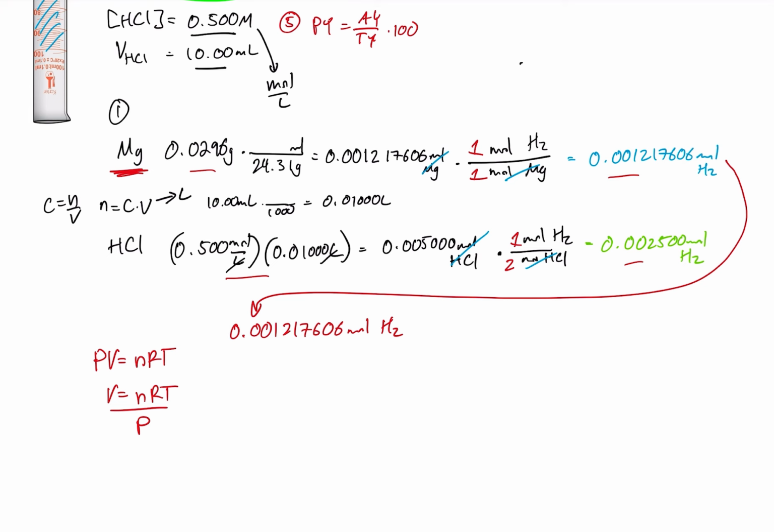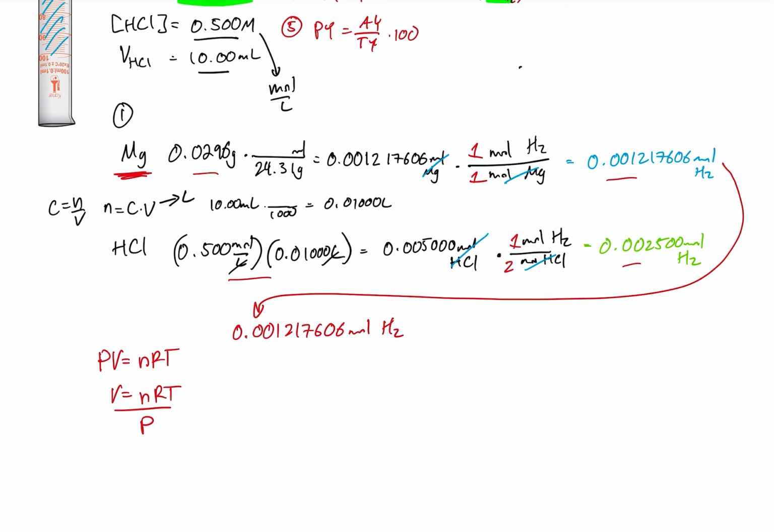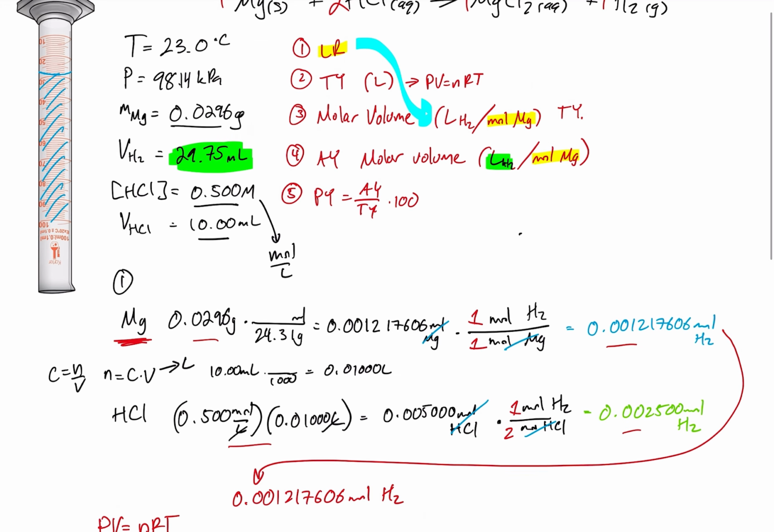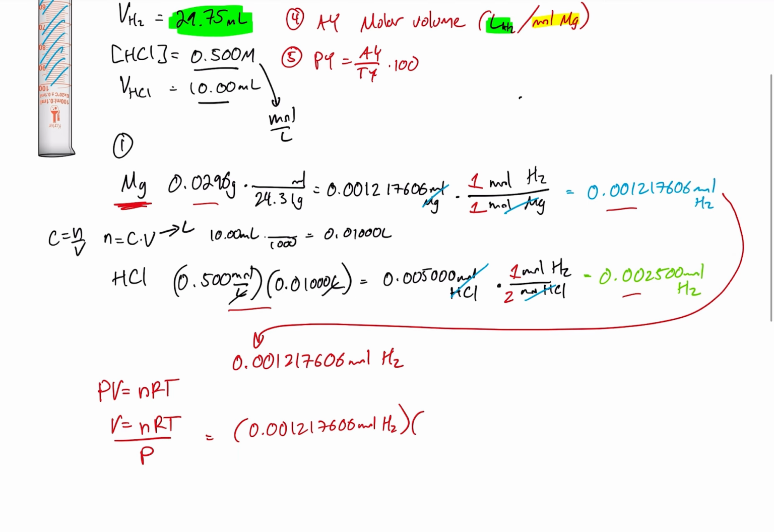Perfect. So our moles of H2 are the ones that we just found. And so that's going to be 0.001217606 mole of H2. Now our gas constant is dependent on how you're measuring pressure. If you're measuring kPa, you're going to be using one gas constant. If you're measuring in atmospheres, you're going to be using a different gas constant. In this particular case, we are measuring in kPa. So we are going to use 8.314 liters kPa over mole Kelvin.